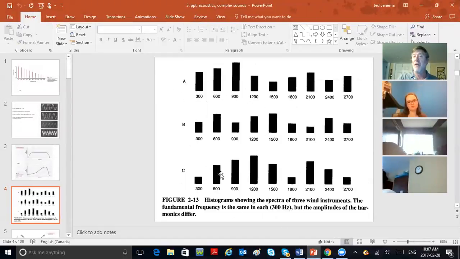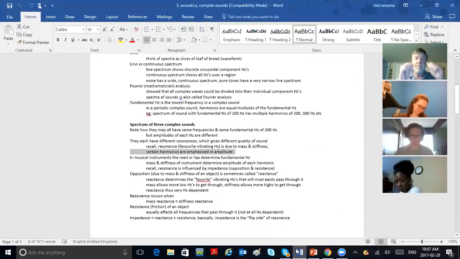So the bottom one has a resonance of around 1200 hertz and another resonance at 2100 hertz. Musical instrument B has a slight resonance here and then a dip, and then a slight resonance here, and then a dip and a slight resonance here, whatever. 3 different examples. That's all we're doing.